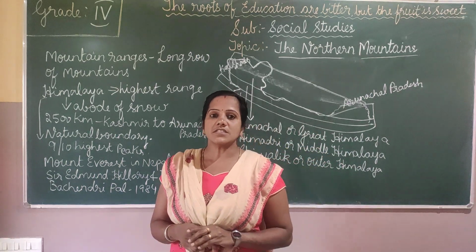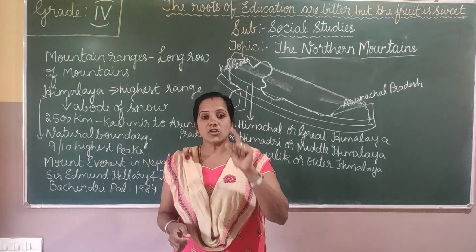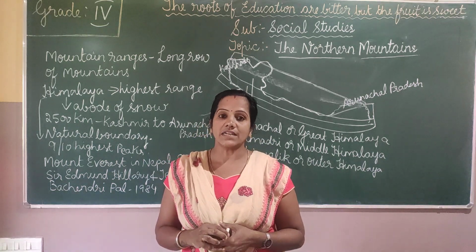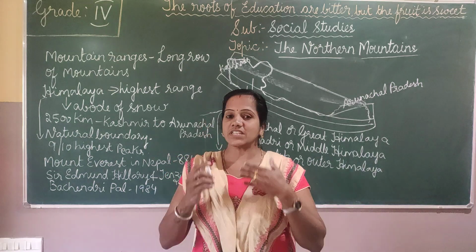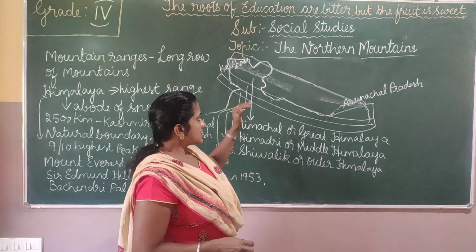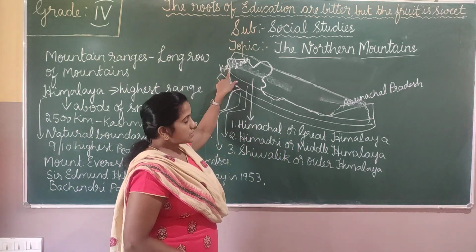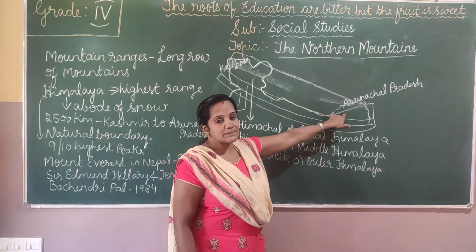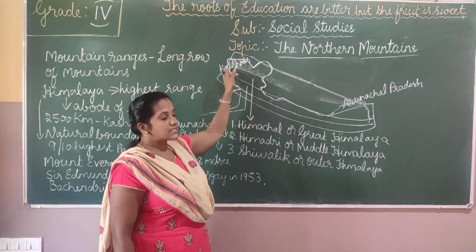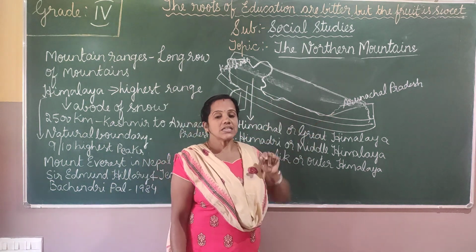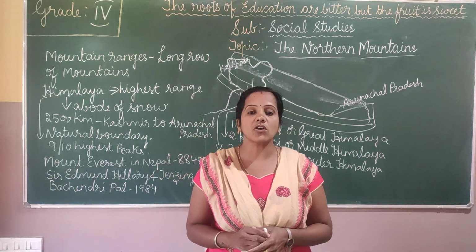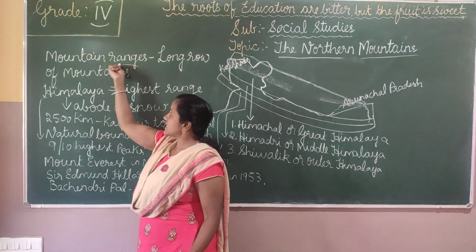Okay. So children, the northern and the northeastern part of our country is a long row of mountains. Okay, so you can see the text of the Indian map. For example, I have drawn here the northern and the northeastern part of our country is a long row of mountains. Okay, so these long row of mountains are called as mountain ranges.